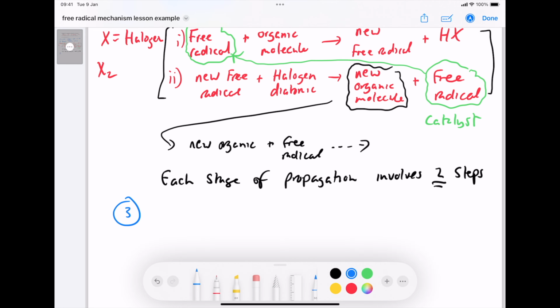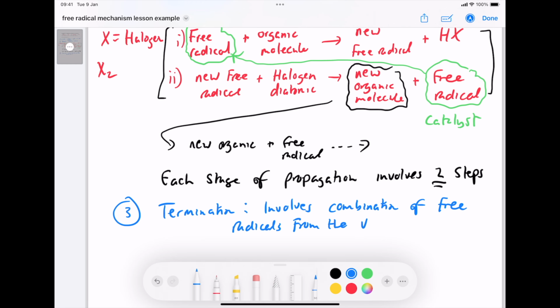So termination, this is demonstrated best using this actual example. In the termination step, what happens? It involves combination of free radicals. So only the free radicals. So it involves combination of free radicals from the very first step of propagation.